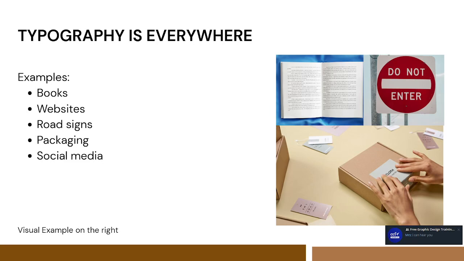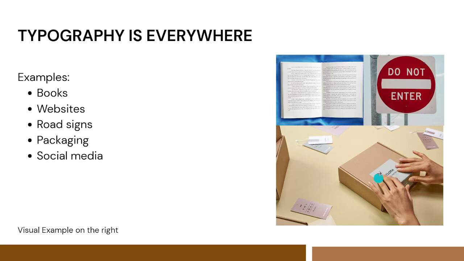Thank you. So, like I said, typography is everywhere, and typography is being used in books, websites, road signs, packaging, social media graphics, and so on and so forth. The first example here is a book. You can see the use of typography here, the font being used. In terms of road signs, we have a sign here that says "Do not enter." This is the practical use of typography. When you see this sign anywhere, you know that they are telling you that you should not enter.